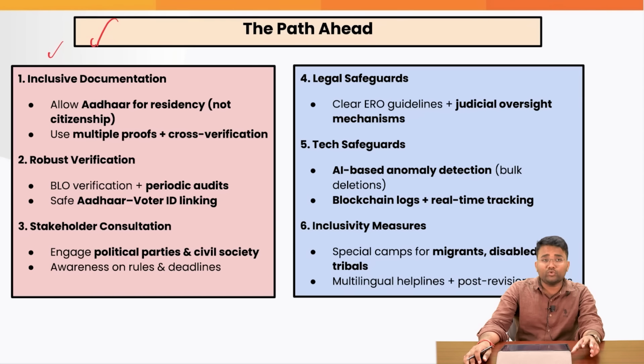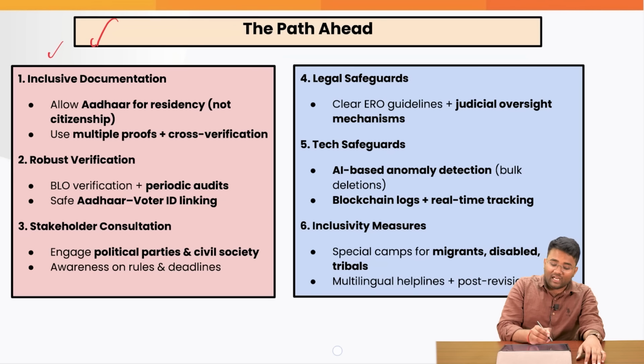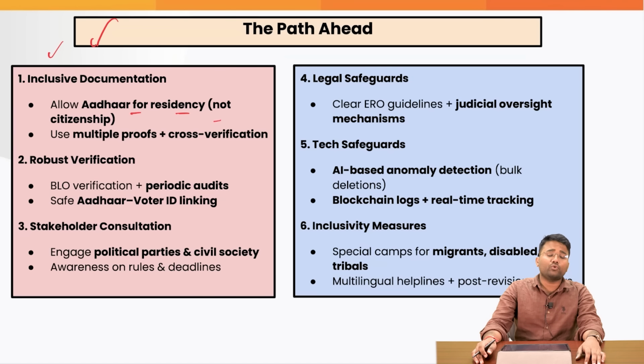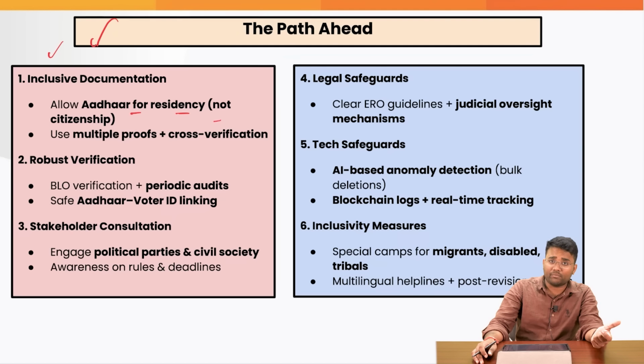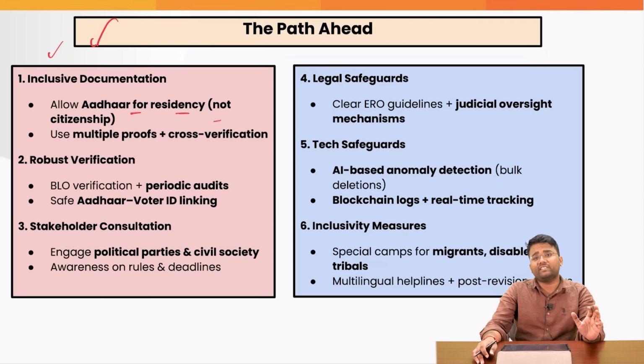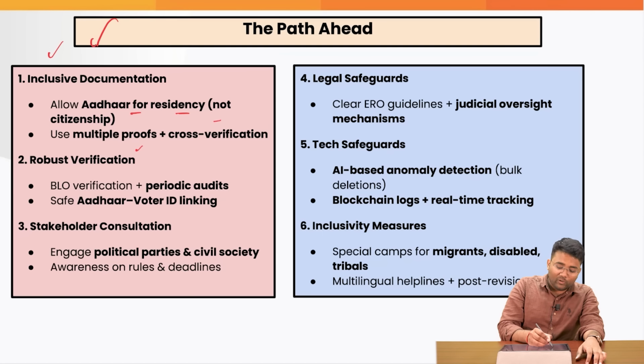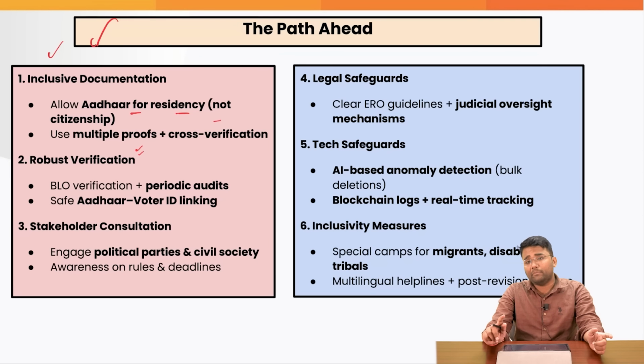For example, inclusive documentation can be adopted, allowing Aadhaar for residency, not for citizenship, to show that a person is a resident of that particular place. Aadhaar is not proof of citizenship, but it can be proof of residence, so it can be accepted because most of the population has Aadhaar. In that case, it will be easier to settle people's claims. We can also use multiple proofs, plus regular cross verifications can be done.